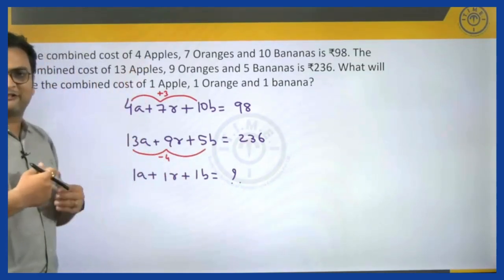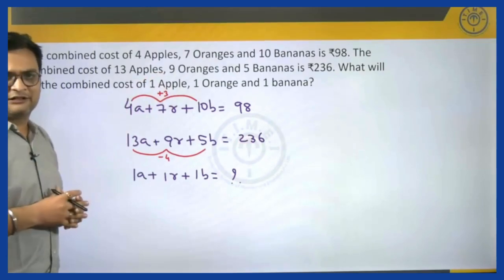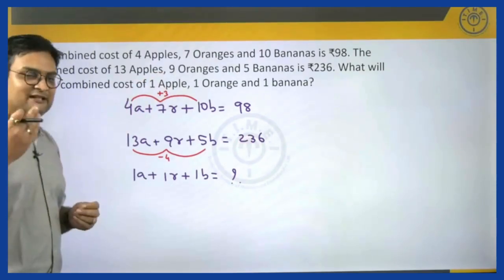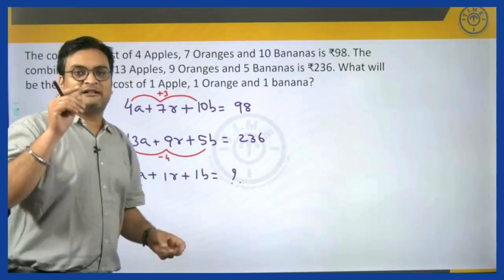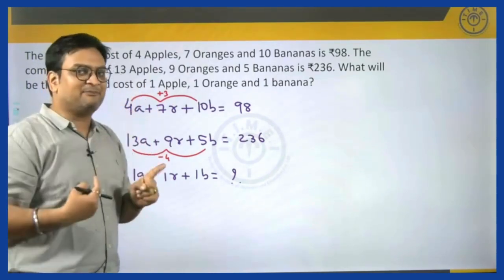So, plus 3 and -4 are the common differences. They are both in AP, the coefficients of both the equations. If that is so, what do we do? Step 1 is, you identify whether they are in AP or not.